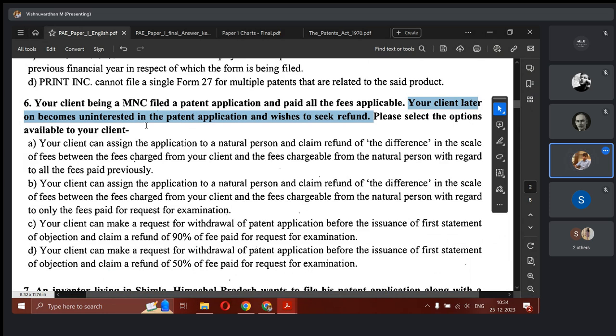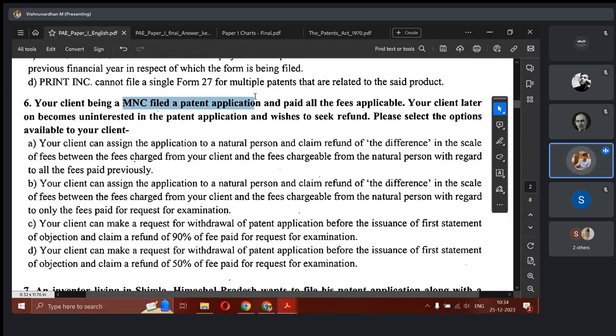So what they're saying is, when the patent application filed by an MNC is going to be withdrawn, is it possible for me? So now that I paid a high fee for the MNC, I've paid like 8,000 rupees to file the application. Let's say now I'm transferring the rights. I'm assigning this patent application to a small person. I'm assigning it to Kaushik now. Okay. So now it is a single person, right? It's just a natural person.